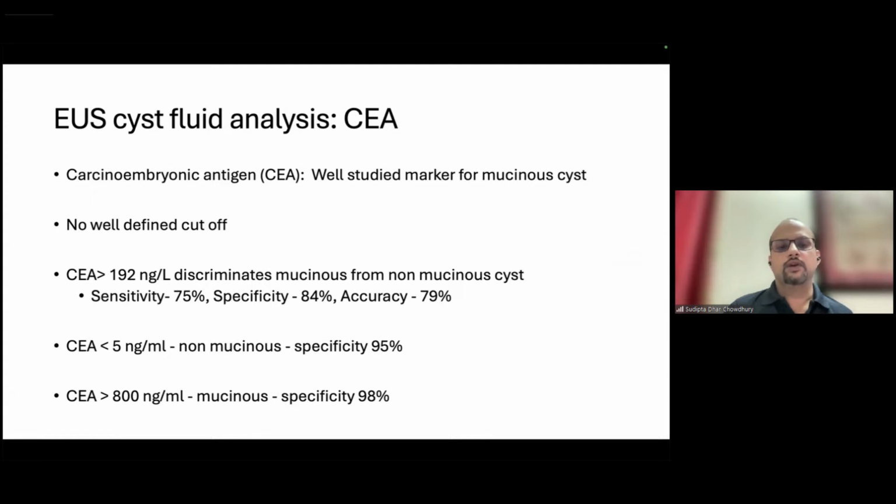CEA less than 5 nanograms per ml, you definitely know this is not a mucinous lesion. And CEA more than 800 is definitely mucinous. So the range of CEA is very wide. From 192 to 800, it can be anywhere. And anything more than 192, one should suspect that we're probably dealing with a mucinous lesion.